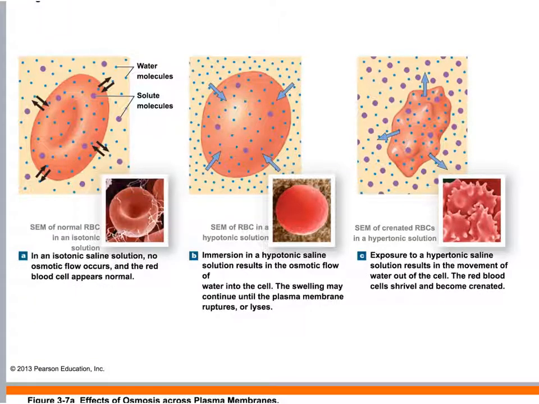Here are the 3 examples. In picture 1, you see an isotonic solution. In picture 2, we see a hypotonic solution and the swelling of the cell. And in picture 3, we see the hypertonic solution and the shrinking of the cell, or crenation of the cell.